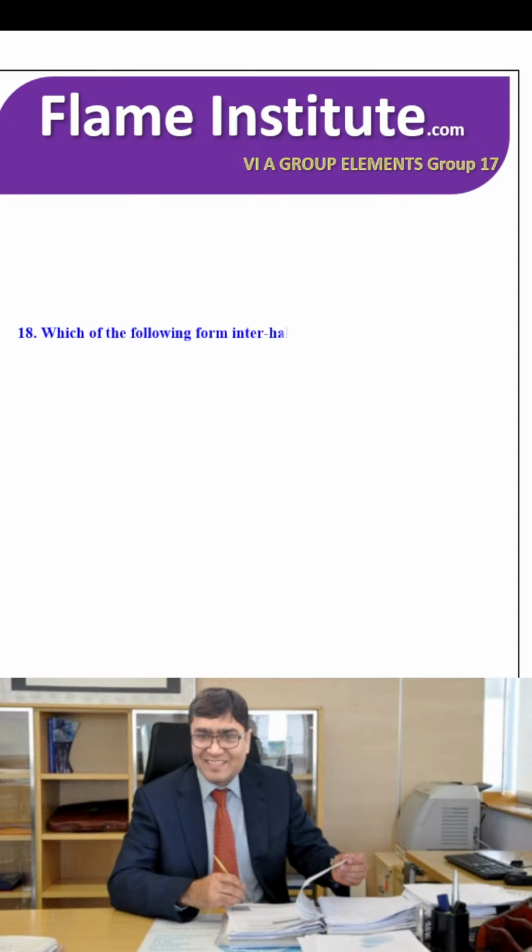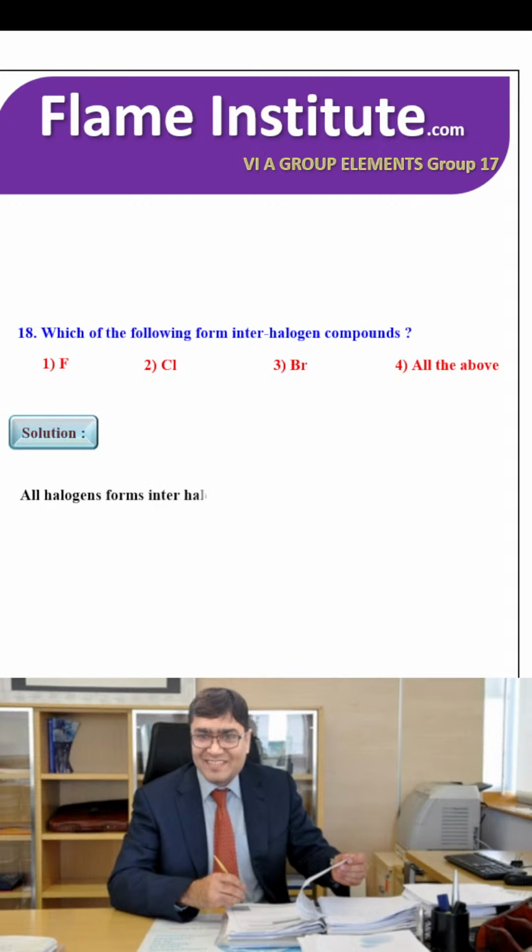Which of the following form interhalogen compounds? Fluorine, chlorine, bromine or iodine? All of the above. All the halogens form interhalogen compounds. So the fourth option is the right option.